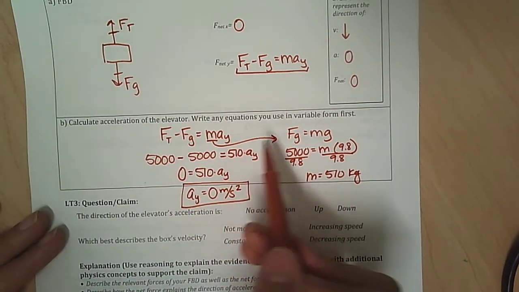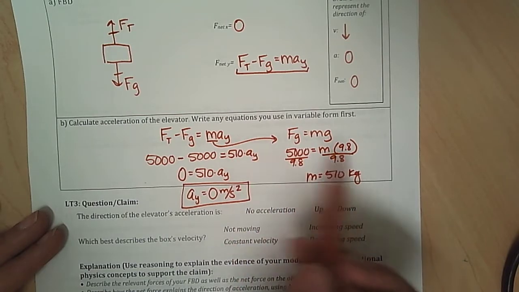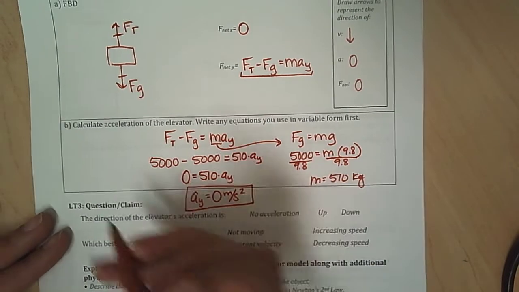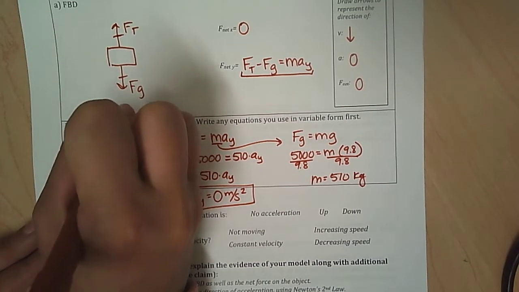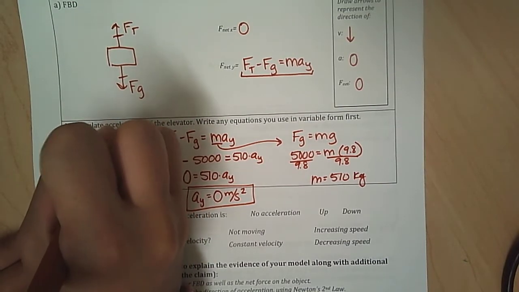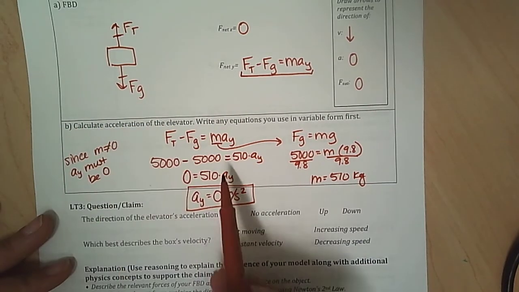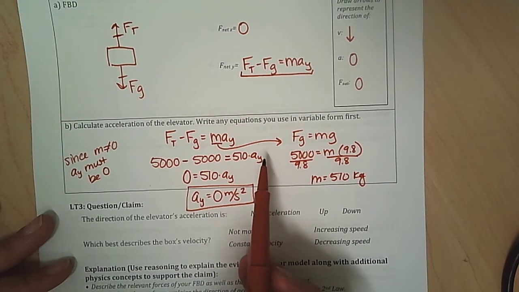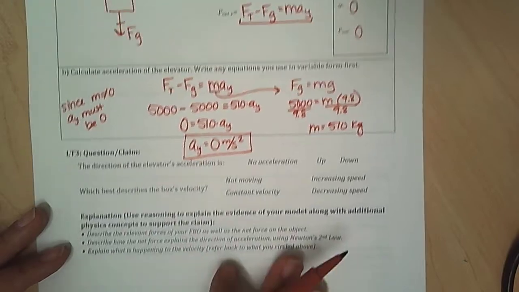If you're thinking, did I really need to find mass over here? The answer is no, not really. But if you didn't find mass, I would need an explanation saying like, since m is not 0, ay must be 0. Okay, so some sort of explanation that you know you don't need mass because anything times ay is going to be 0. And knowing that mass is not 0, so ay must be 0 would be okay.